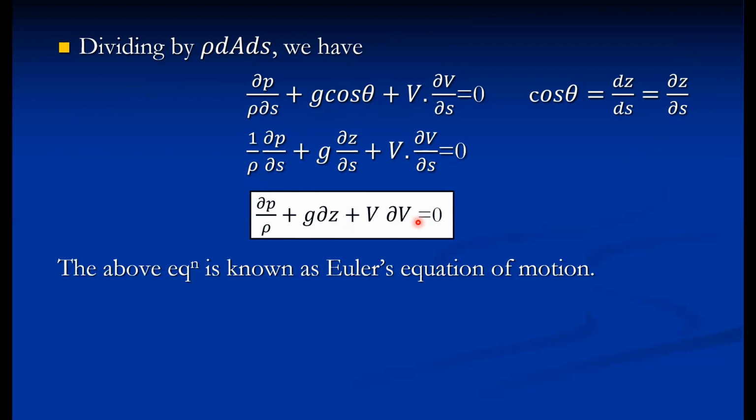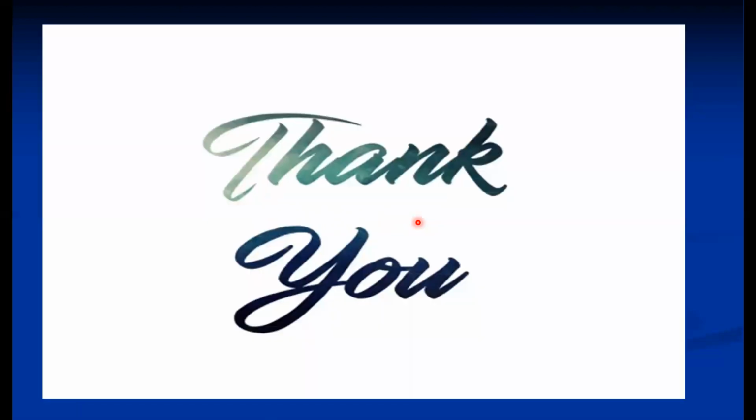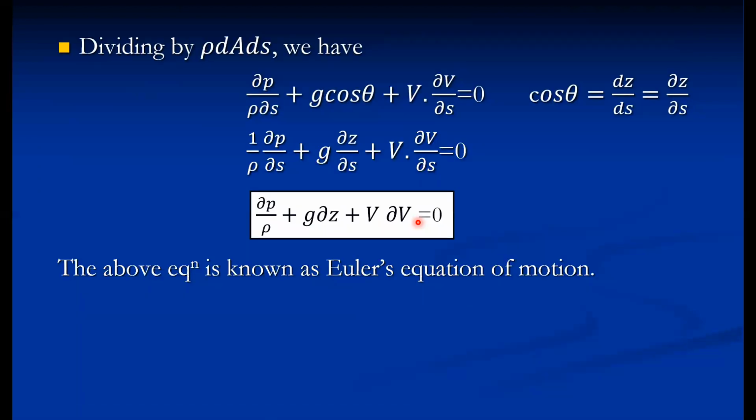The above equation is known as Euler's equation of motion. This is in differential form, and it is applicable for compressible flow as well, because the density can still be handled when we have to integrate this differential equation.